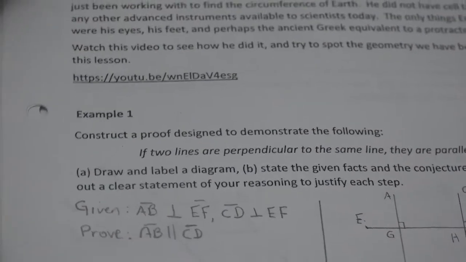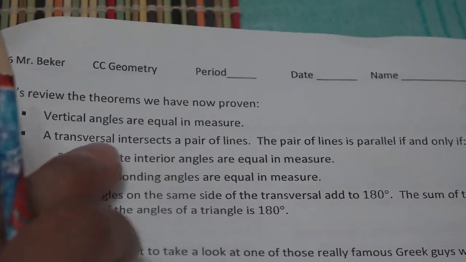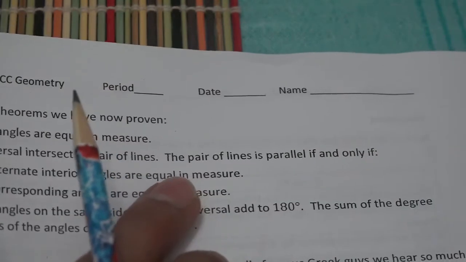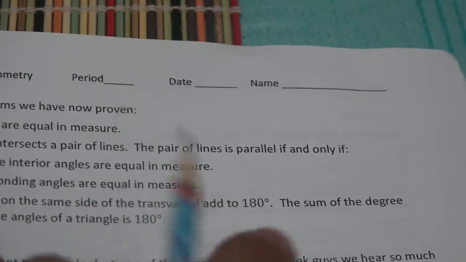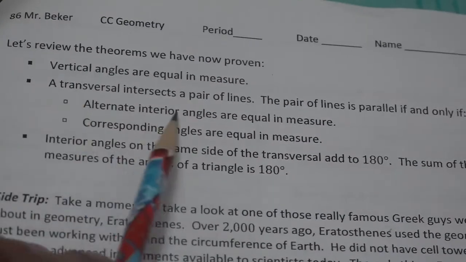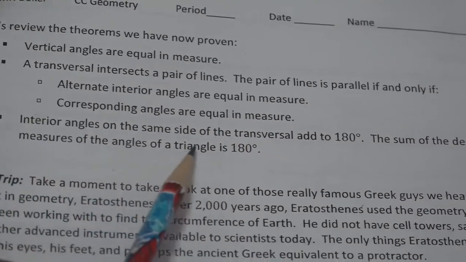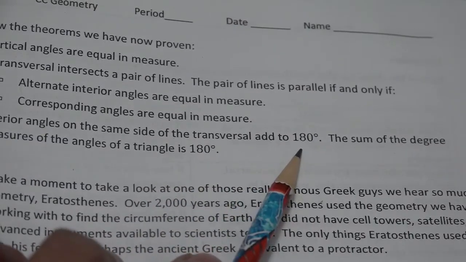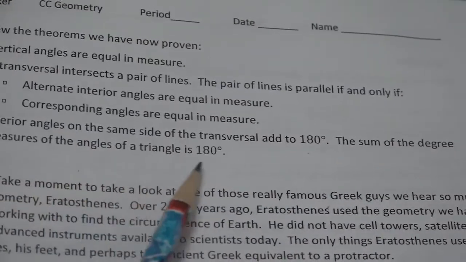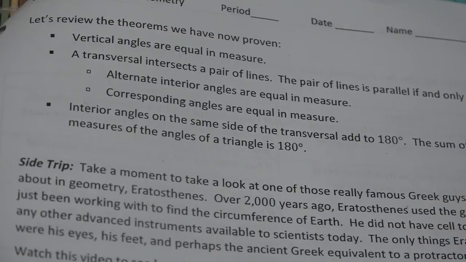All right, so let's see. What we have so far are the following. We got vertical angles. We got a transversal intersects a pair of lines. The pair of lines is parallel if and only if alternate interior angles are congruent in measure. Corresponding angles are congruent in measure. Interior angles on the same side of the transversal add up to 180. The sum of the degree measure of a triangle is 180. So we have proven those, and those we have in the bag. So we're gonna be using all those in order to continue with our proofs. We're almost done. We only have like 6 pages left, so don't worry about it.